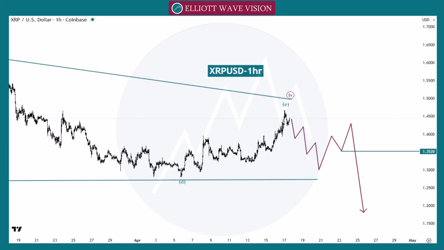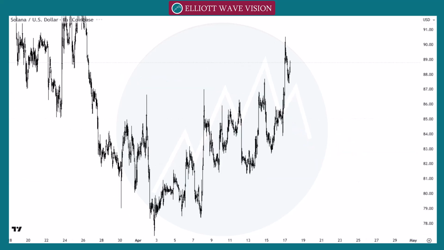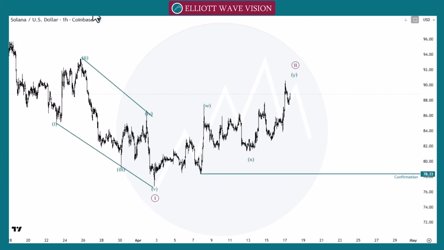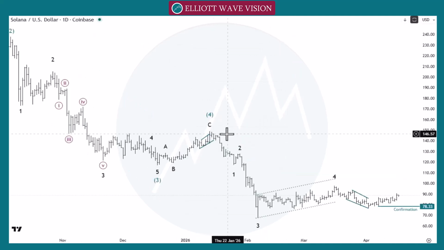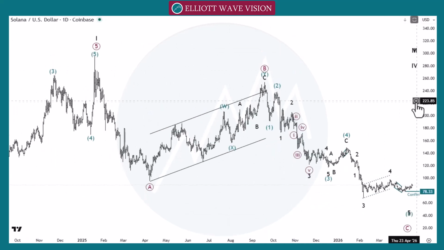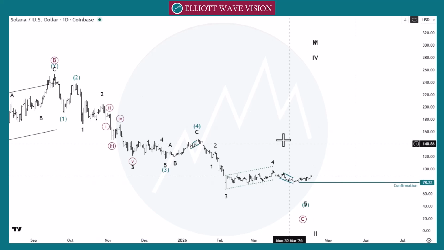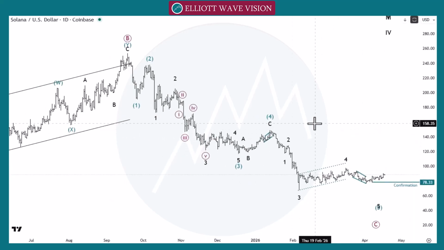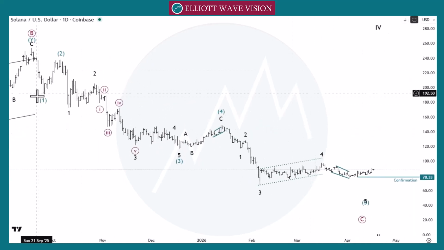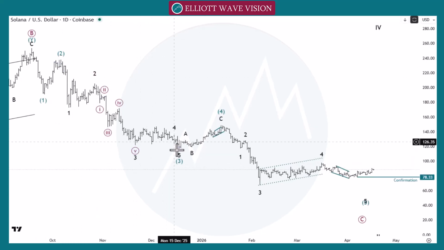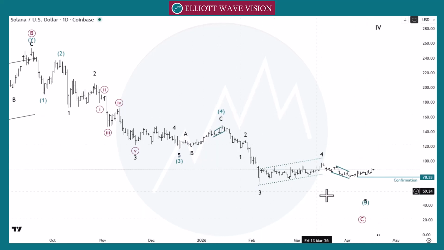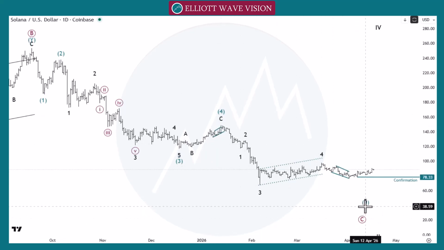So let's check our next pair, SOL USD Solana, in daily time frame and in lower time frame. In this pair, we count this structure after this black wave 1 as a wave A, wave B. Now we are looking for this move as a wave C. So we count this structure as a wave 1, wave 2, 1, 2, 3, 4, 5 of this green wave 3, green wave 4. Now we are looking for this move as a green wave 5.